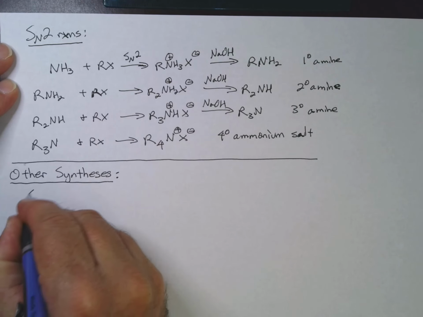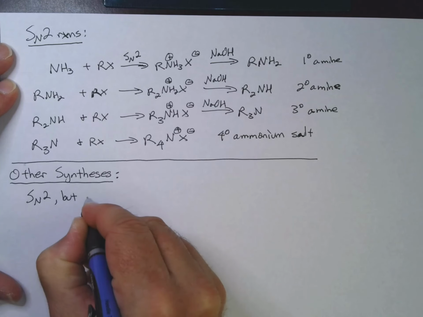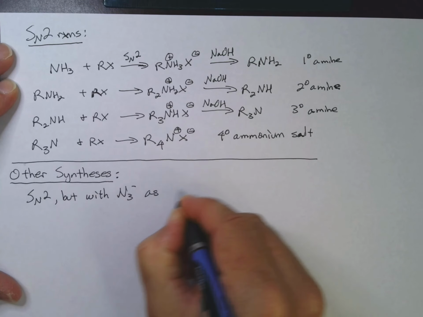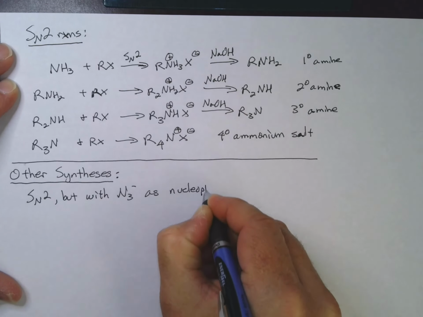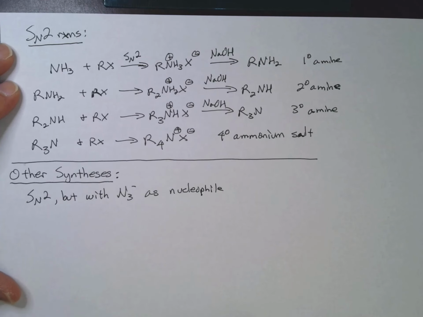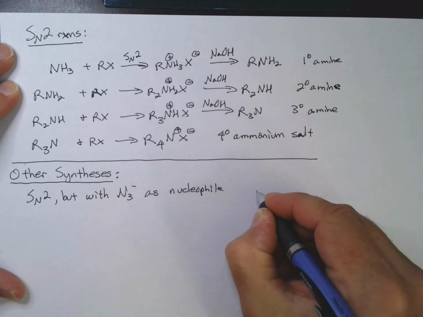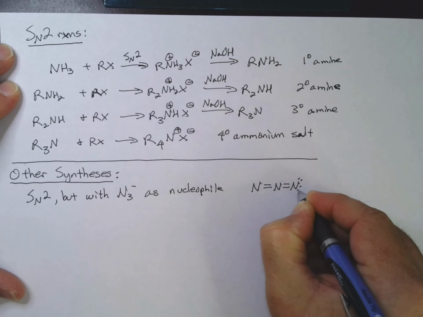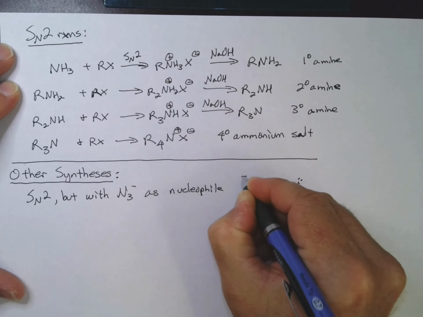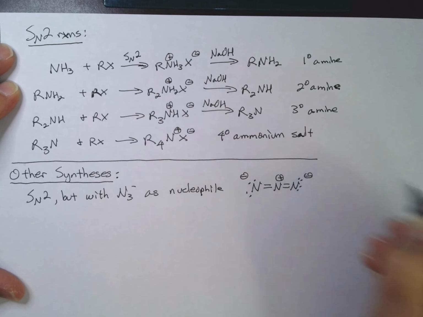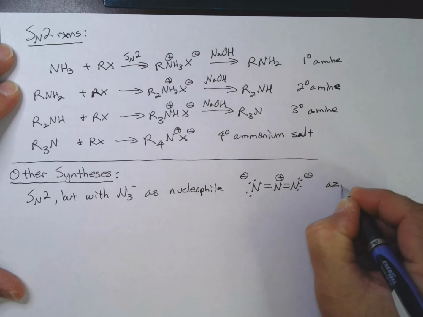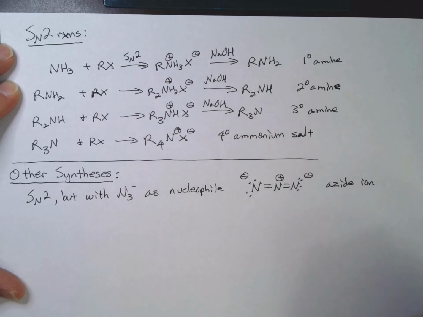So the first thing we can do is an SN2, but with N3 minus as nucleophile. So we'll use azide as our nucleophile. And what is N3 minus? Well, it's N double bond N double bond N, with lone pairs, a negative charge, a positive charge in the middle, and a negative charge there. So we've got these lone pairs at either end of our azide, and those are good nucleophiles.